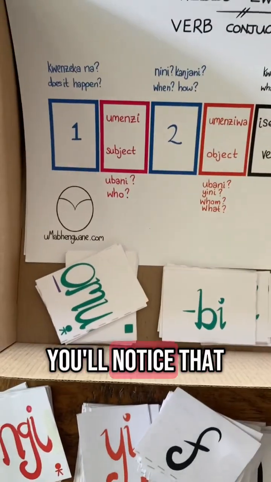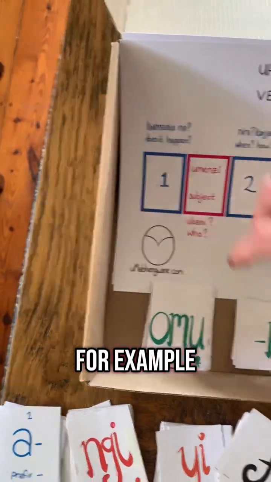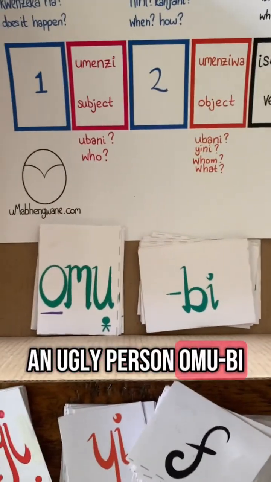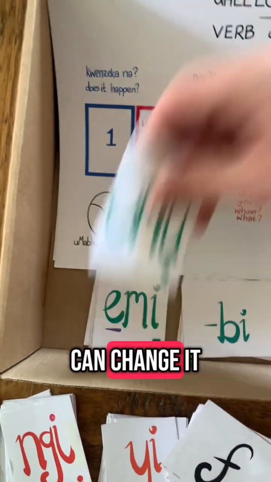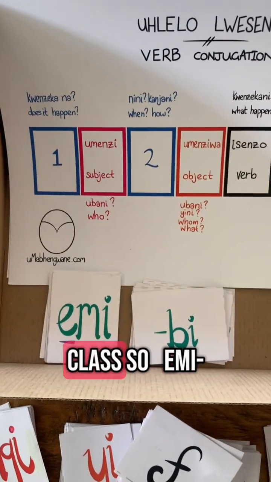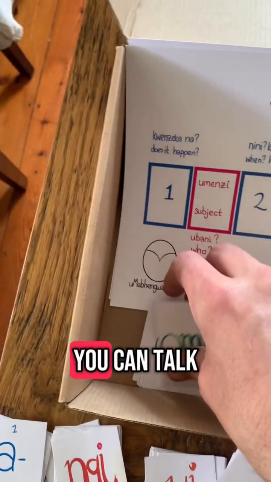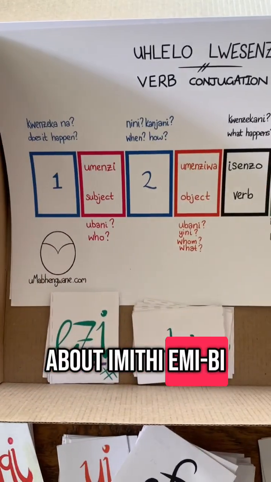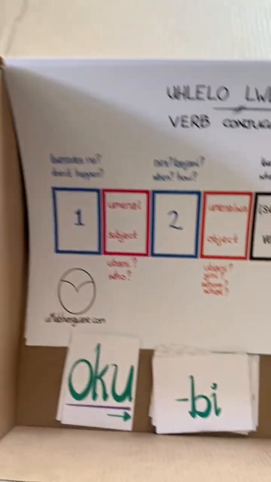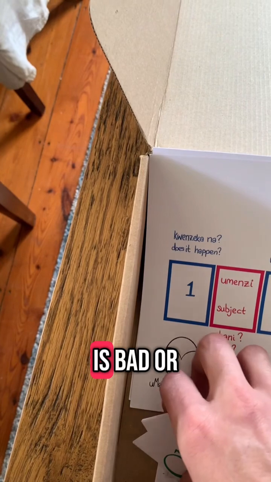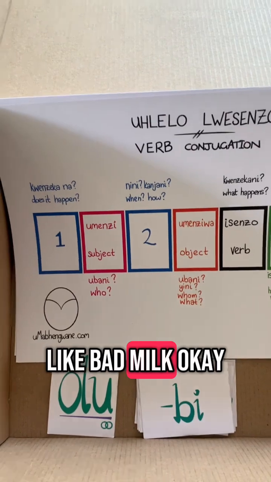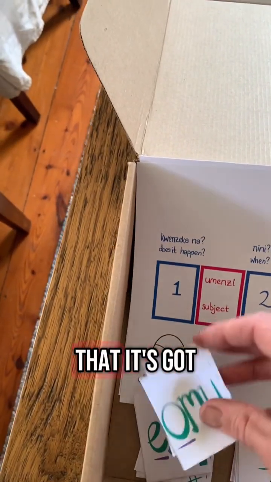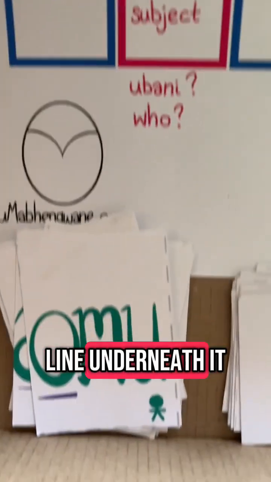And you'll notice that, for example, if you want to talk about an ugly person, umuntu omubi, you can use that, and you can change it to the plural, to another noun class. So imiti, emibi. You can talk about izinto ezibi. You can say ogubi, something that is bad or something that's ugly. Olubi, something like bad milk. Okay, but you'll notice that it's got a little purple line underneath it there.